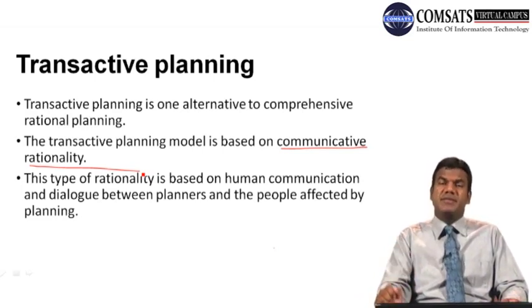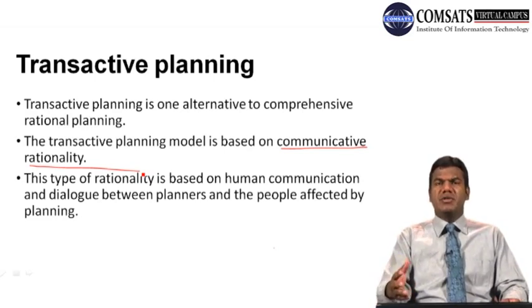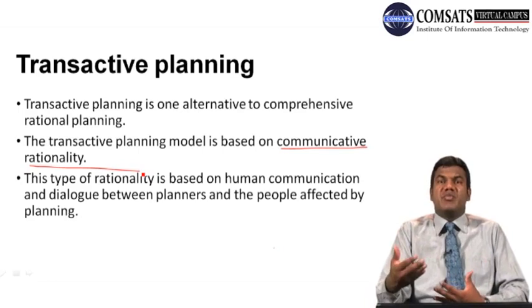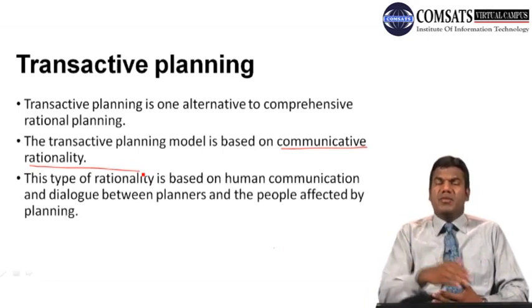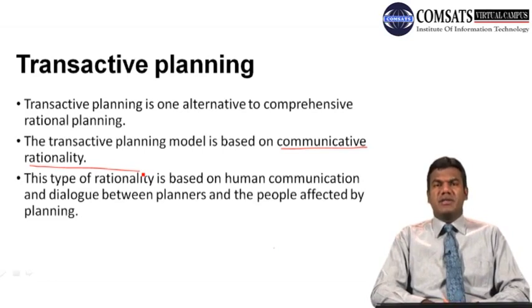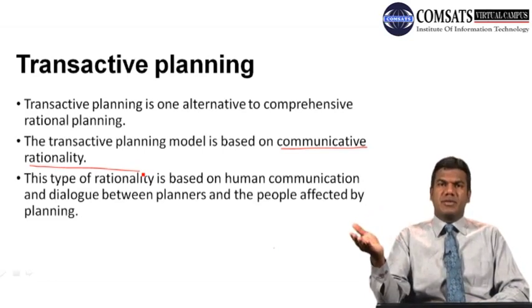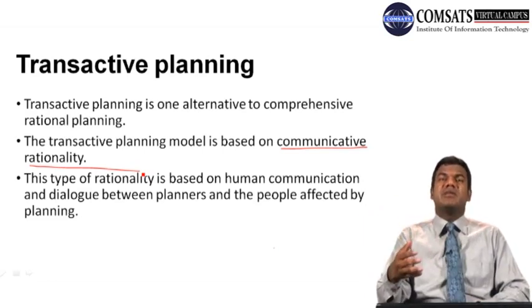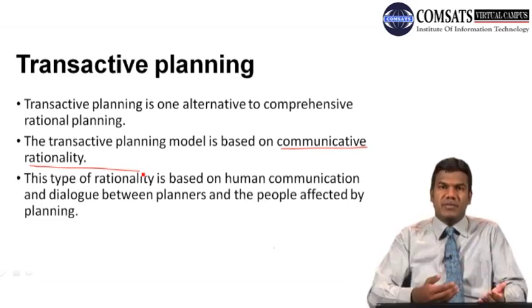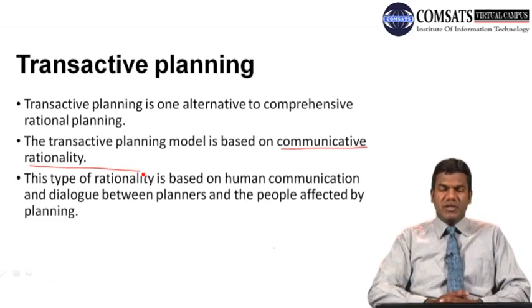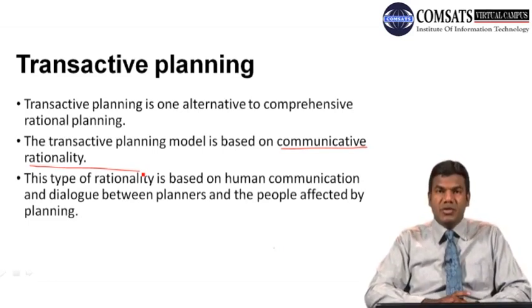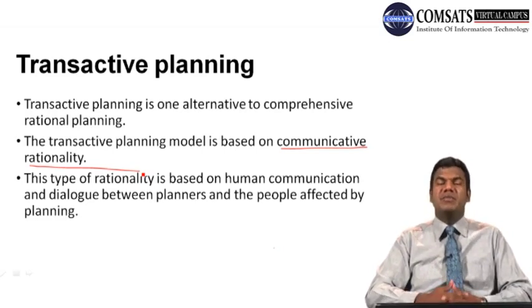But what is rationality? Rationality is somewhat reasoning. Rationality is somewhat when you are dealing with the facts. Rationality is somewhat when you are making decisions with some reasons. Now, communicative rationality is basically coming from the word communication. That my rationality will come, my reasoning will come when I'm communicating, when I'm talking. So this type of rationality is based on human communication and a dialogue between planners and people affected by planning.